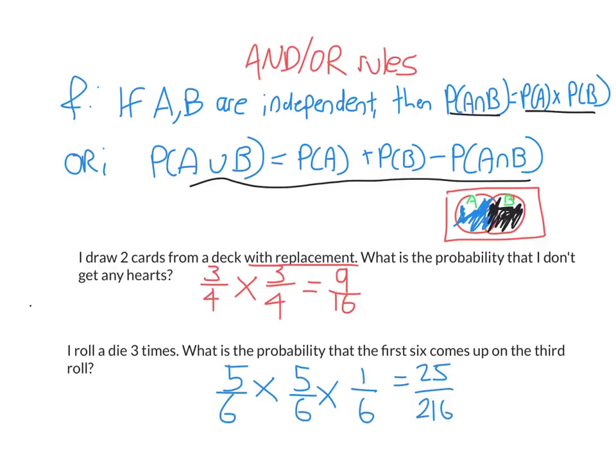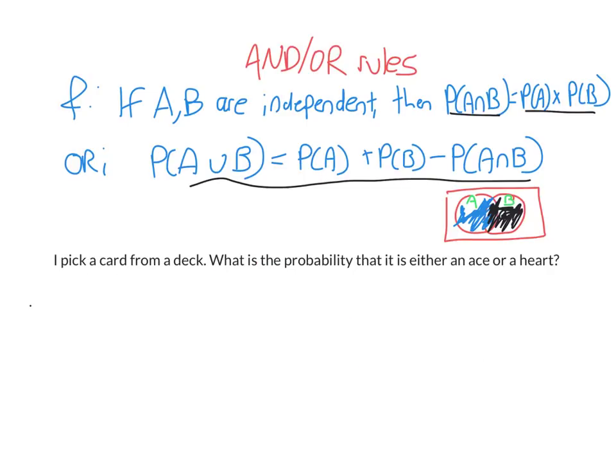So now I'm going to get rid of the bottom examples, and we're going to look at some questions involving the OR rule. So I pick a card from a deck. What is the probability that it is either an ace or a heart? So I know, because it's asking for the probability of an ace or a heart, not an ace and a heart, I'm going to use the OR rule.